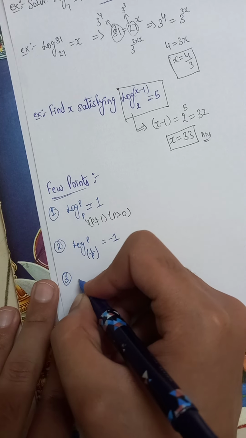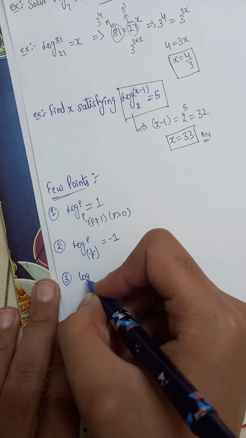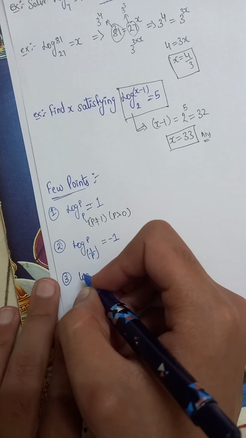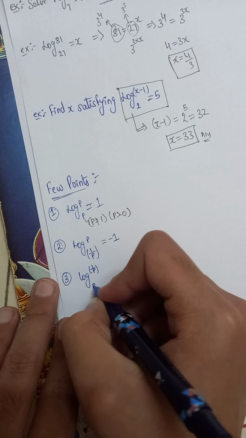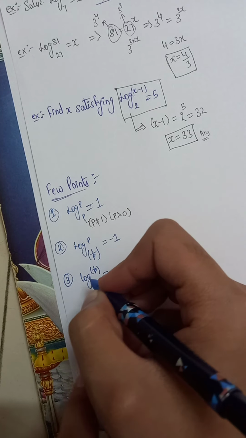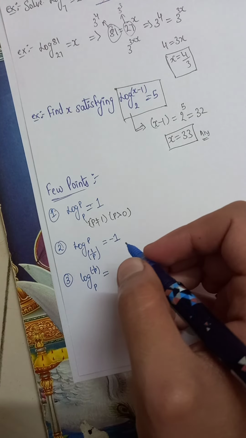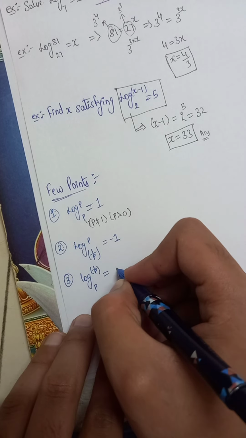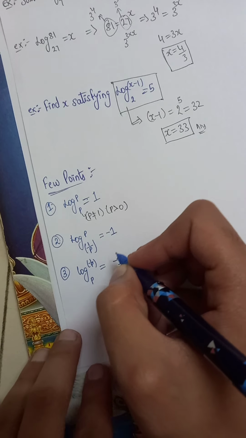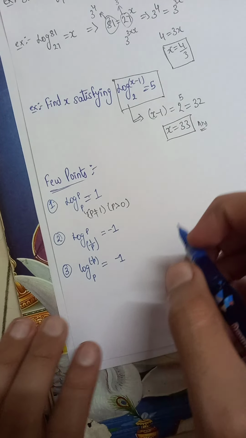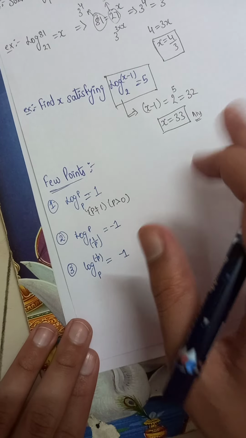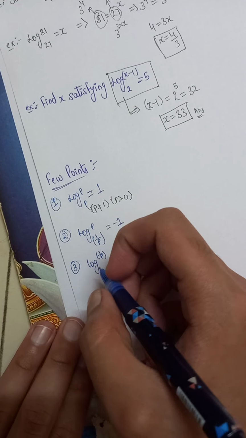Okay, so third point, log 1 by p to the base p. What is log 1 by p to the base p? So it is also minus 1. Just don't think how it came, just cram it. Actually, I should not say this, but yeah.